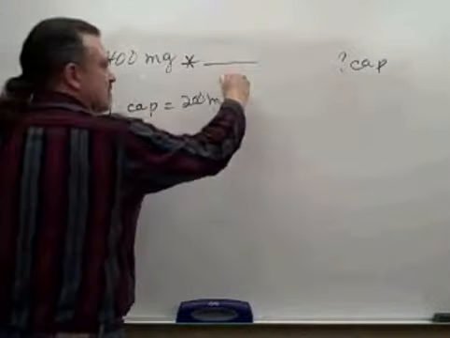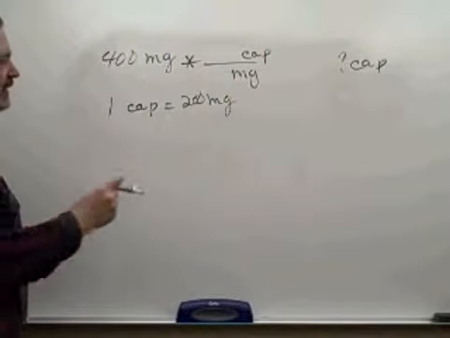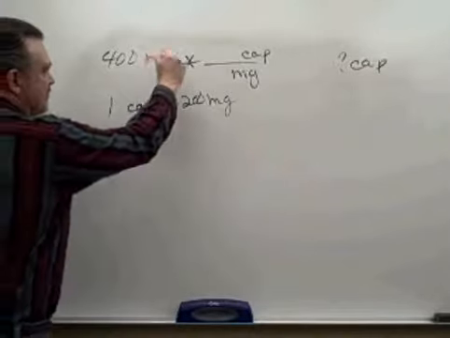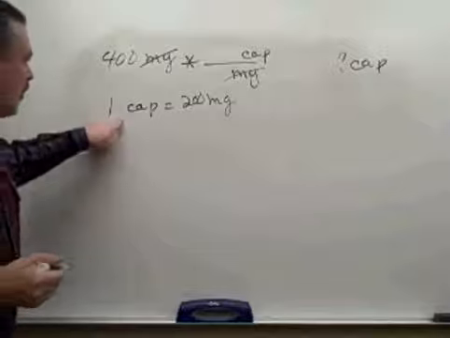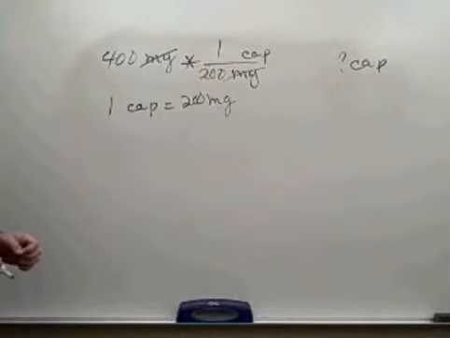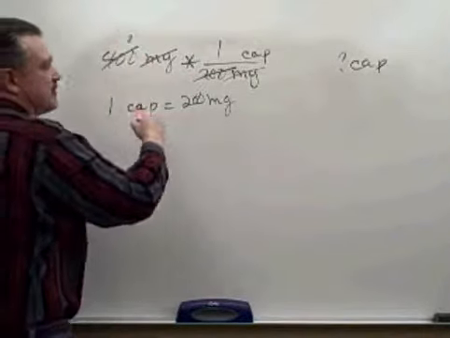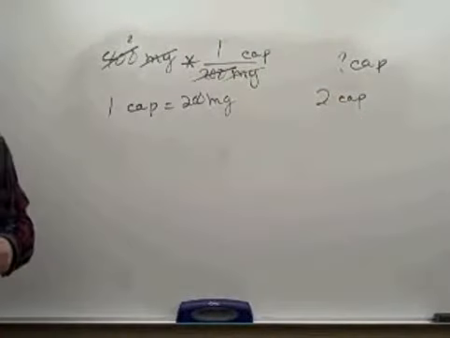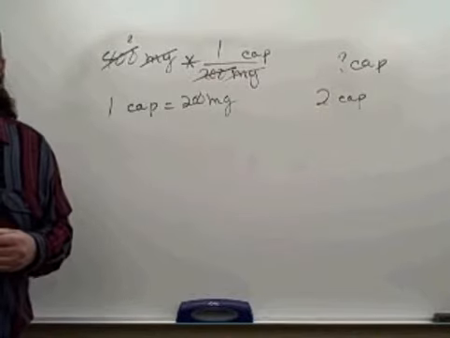We want milligrams to go away. We want caplets to remain. So my dimensions in my conversion fraction need to be set up that way, so that the milligrams will be able to cancel. We'll be left with caplets. One caplet contains 200 milligrams of the drug. 200 goes into 400 2 times. We would give the patient 2 caplets to make sure that they got the 400 milligrams of the cimetidine.